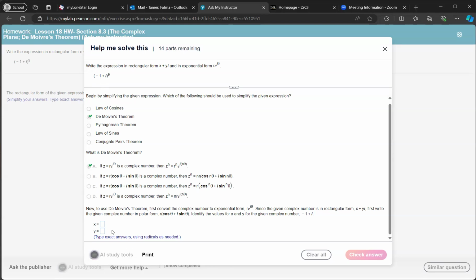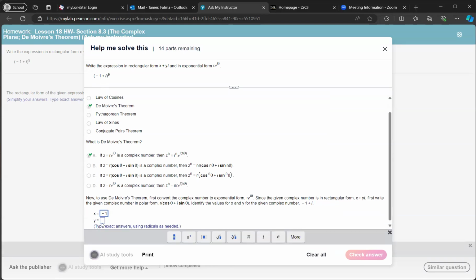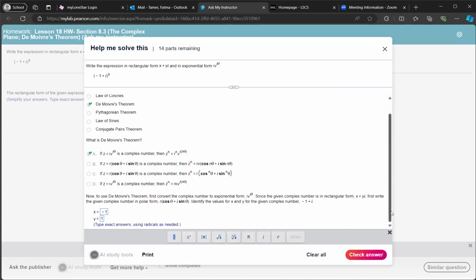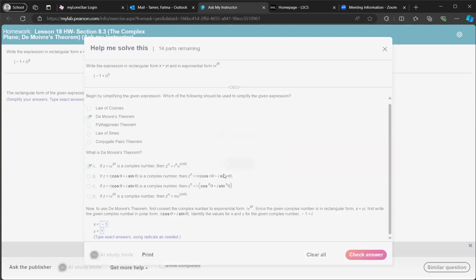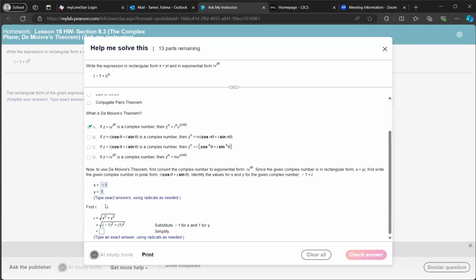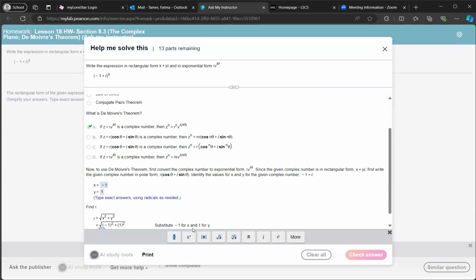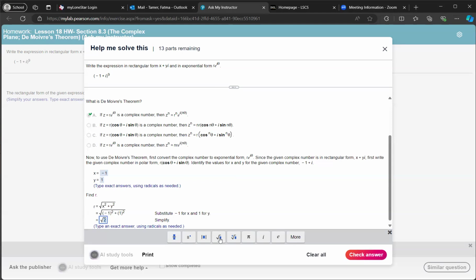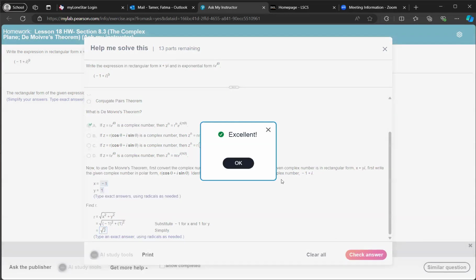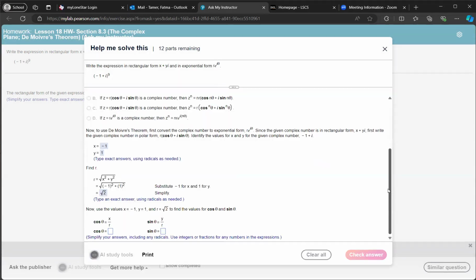So the x value, the first number, is -1. And then the y value is the number before i. So we have just positive 1i. So that makes my x and y values -1 and 1. Now, after I got these two right, next it's going to tell me how to get r. Remember, the r formula is the square root of x squared plus y squared. So when I square these numbers, add them up and take their square root, the expected answer here is the square root of 2. Check the answer, and it says we get the right r value.